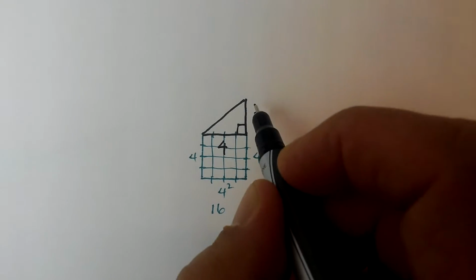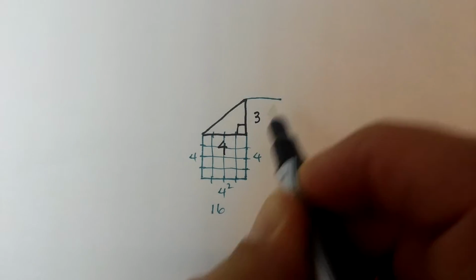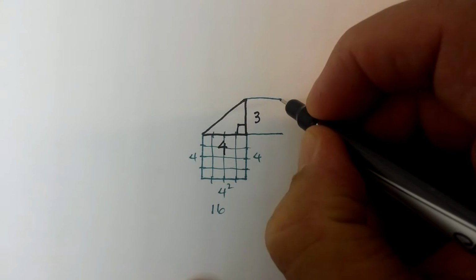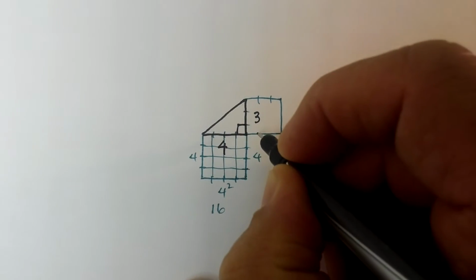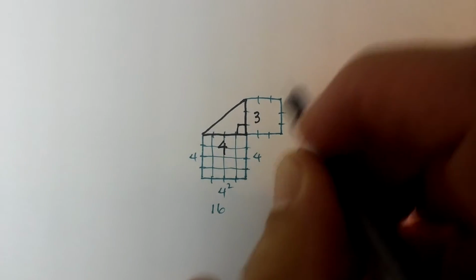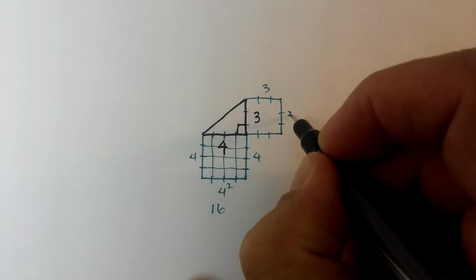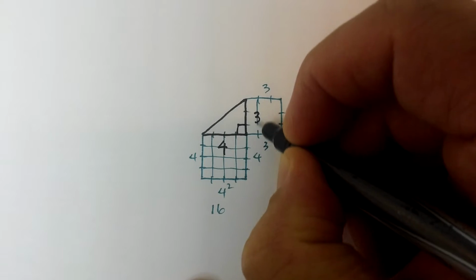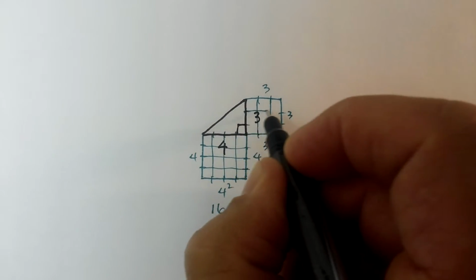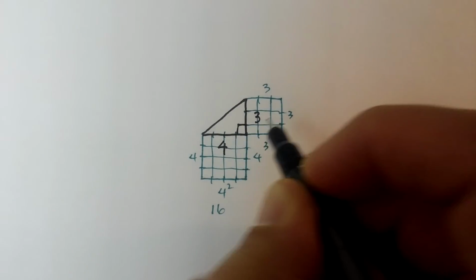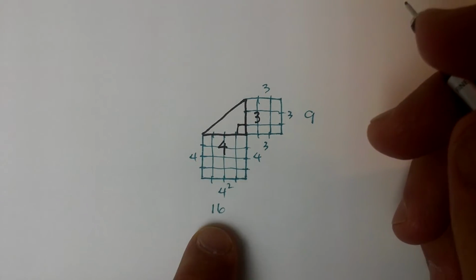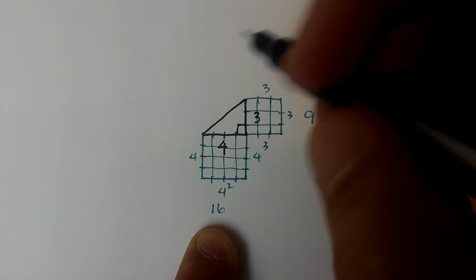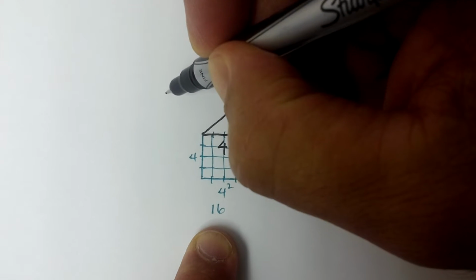Now the same thing over here. If we made it 3, so 1, 2, 3, 1, 2, 3, 1, 2, 3, we'll square this. 3 all around. You square that. They're the same units, right? So this will be 3 squared, or 9. So 16 plus 9 would equal, let me show you this.